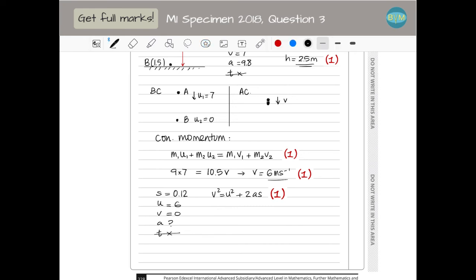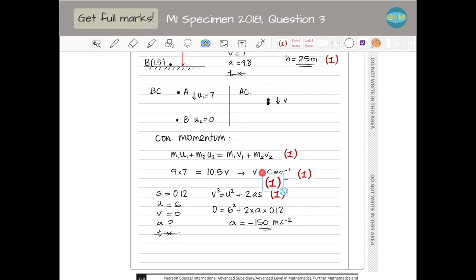When we substitute, we have v squared is 0, u squared is 6 squared, plus 2 times acceleration, which is what we need, and displacement is 0.12. And you see that the acceleration is negative, and it's minus 150 meters per second squared. And it's negative because it's deceleration. These particles are starting with velocity 6 and they are stopping. So the acceleration must be negative, unless you consider negative down, that's fine. So this is another mark for finding this acceleration.